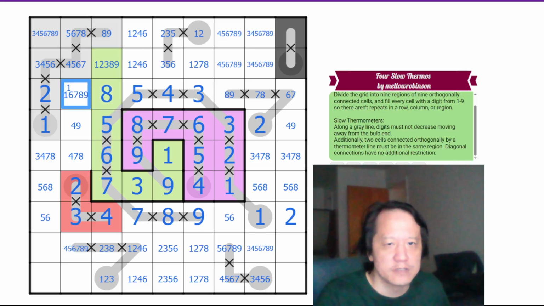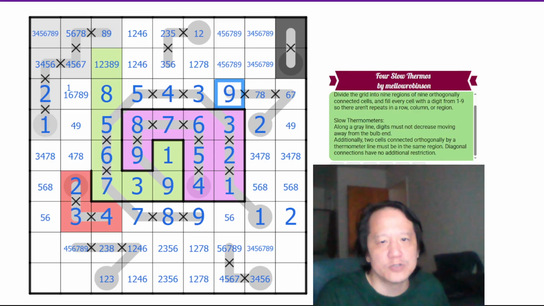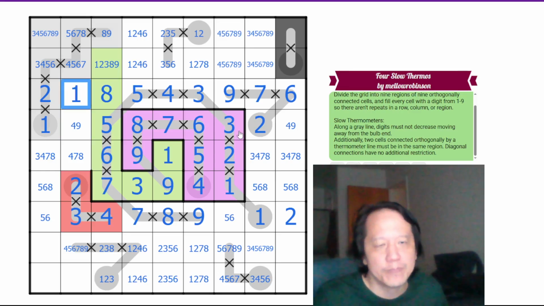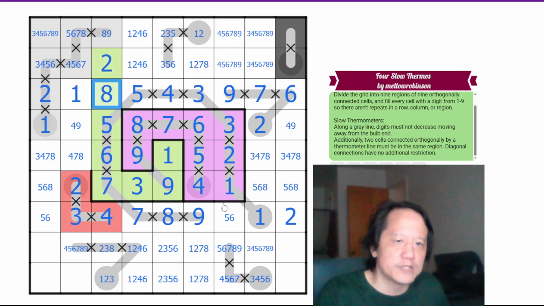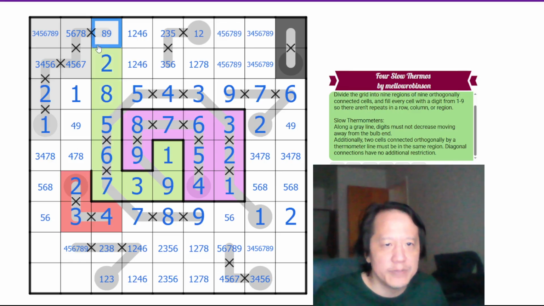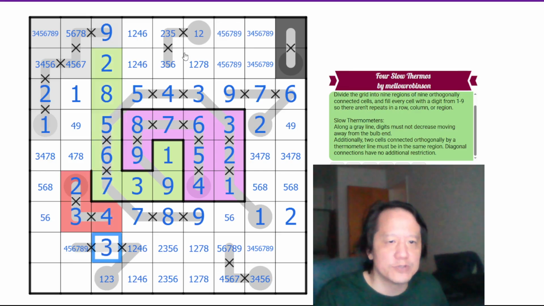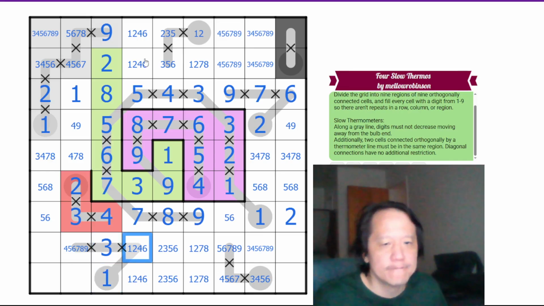So that's 8. That eliminates 8 here, so that's 9. No 8 here, it's 7. No 7 here, it's 6. That leaves this as 1. No 1, 3, 8, or 9 here, so that's 2. 8 eliminates 8 here, so that's 9. So no 2 and 8 here, because of 2 and 8 in the column, so this is 3. That means this can't be 2 or 3, it's 1.